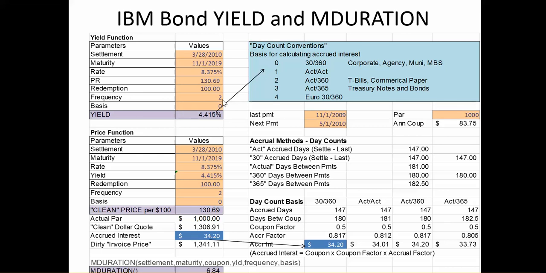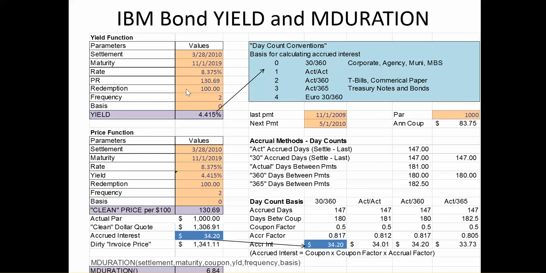And also in the yield function, it asked me to put in a basis. If you actually type in the yield function, the last one is the basis, and if you don't type anything for the basis, it uses zero. Zero is 30/360, by the way, which is used for all corporate and agency debt like Fannie, Freddie, Ginnie, and TVA bonds, all municipal bonds like states and local municipalities, and mortgage-backed securities. They all use this 30/360.